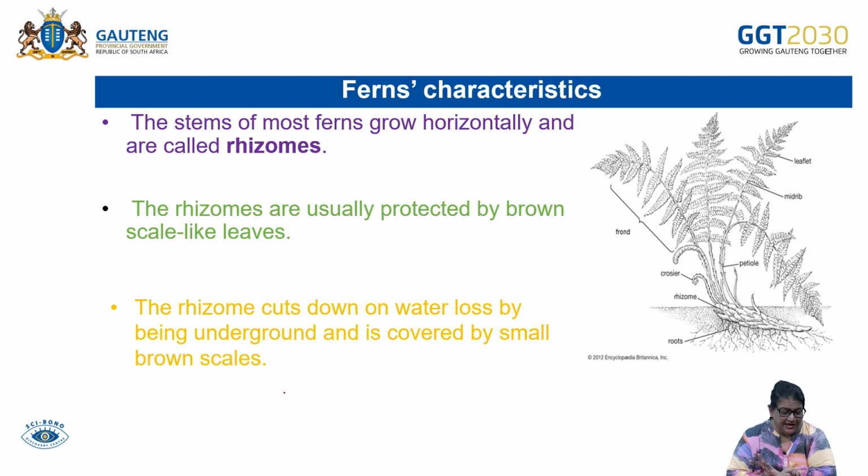Okay, that's one. And it is covered by small brown leaves. So why must you have small leaves to cover that rhizome? So that it doesn't lose too much water, especially when there's a fire. The brown leaves can get burnt, and the rhizome is protected from losing all the food that is stored in it.